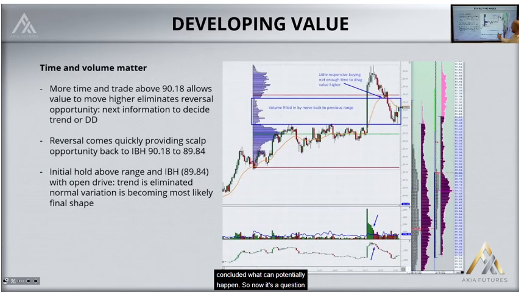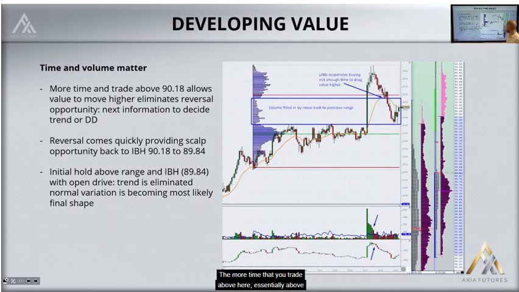So you've already concluded what can potentially happen. So now it's a question of, as the move develops from here, what is your decision? What's going to happen now? And so what then happens is, you're looking for more time above 90.18. And this really matters. This is all about the sequence of events.